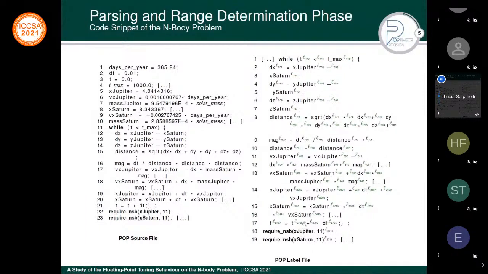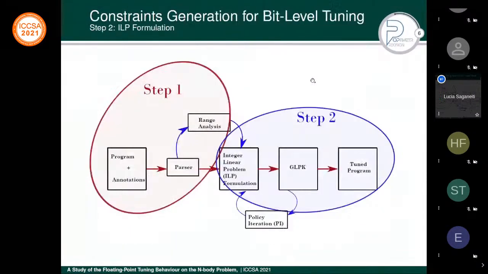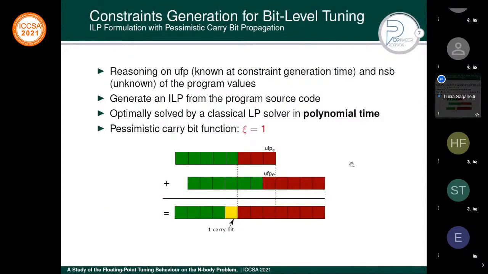the same program, but with different control points at each node of the syntactic tree. We move now to the second step, which is the key step of our analysis, in which POP will formulate the problem as an ILP, which will be solved with the GLPK solver in order to find the new optimized format for our program. So as we have said, we will reason on the unit in the first place of the numbers, which are known at the constant generation time, and on the NSB, or the number of significant bits of the numbers.